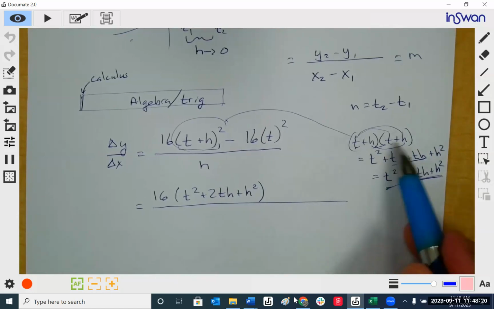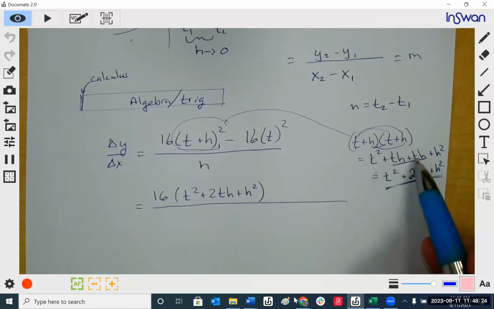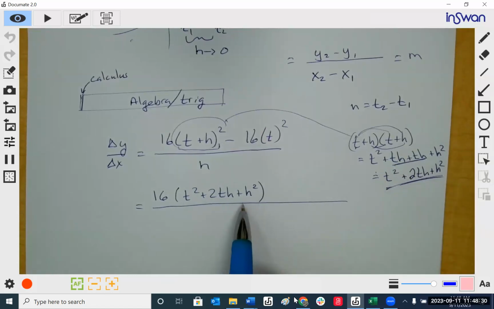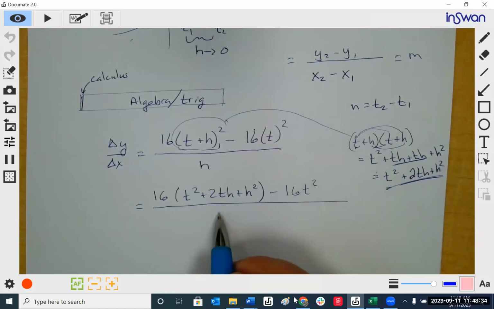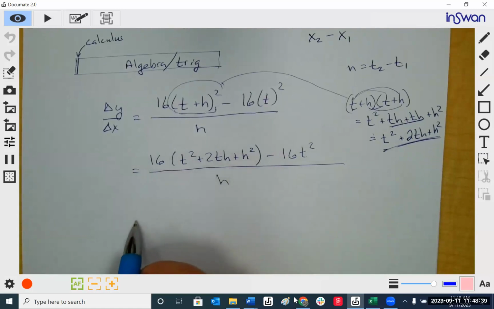Well, I did take t times t is t squared. t times h is th. h times t is th. h times h is h squared. These are both the same, so I have to combine them. And that's what goes inside here. And we have 16 times (t squared plus 2th plus h squared). Right. So next thing we do is get rid of the parentheses.